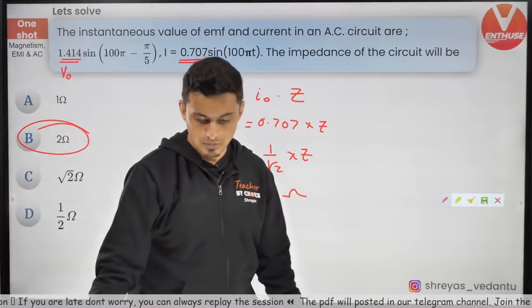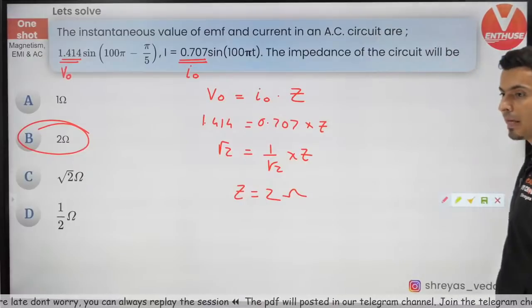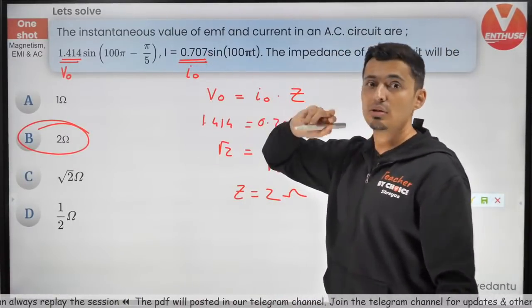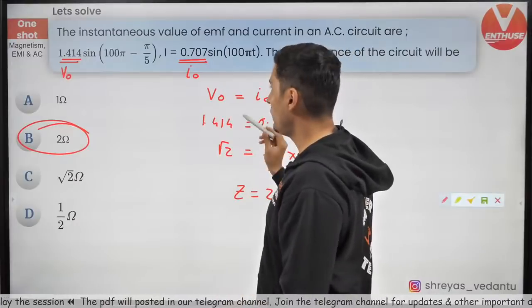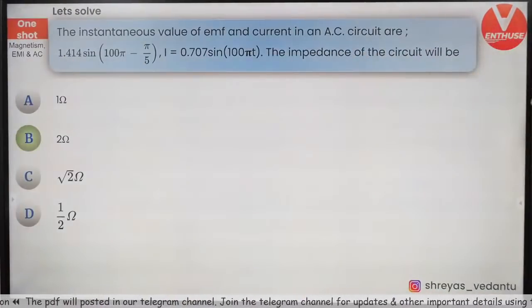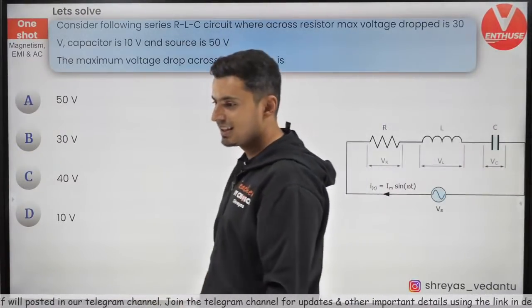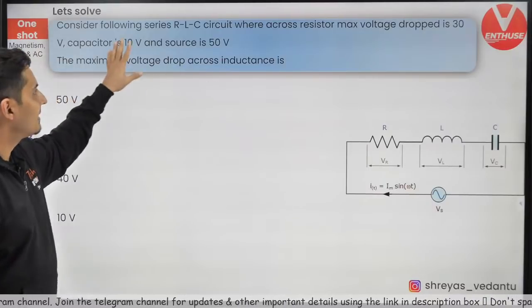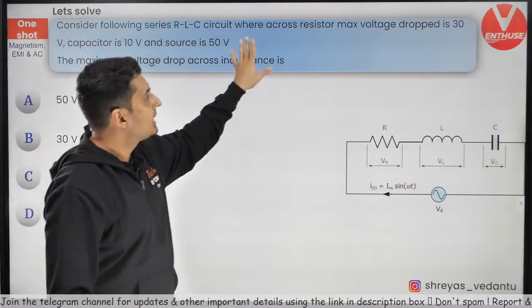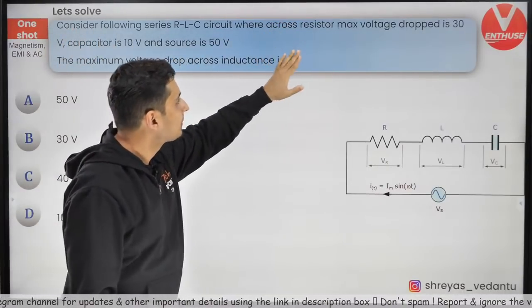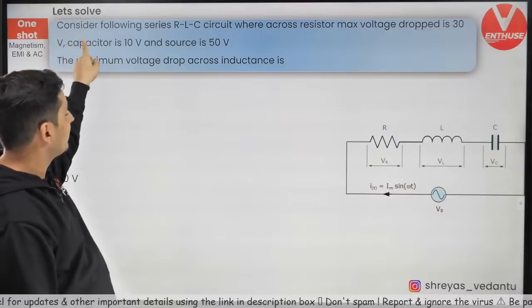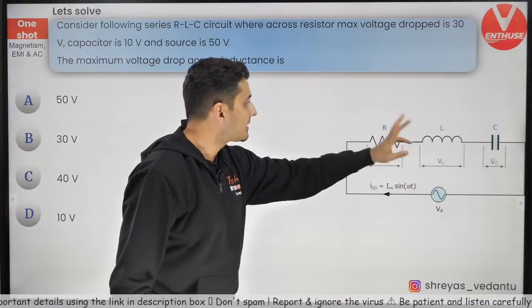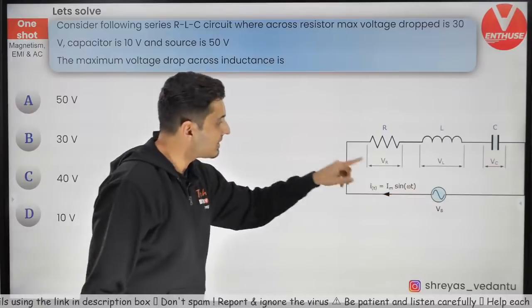Done. Got it, everyone? That's how you have to solve problems, and that's why I told you these values are also very important. Perfecto. The answer is B. Moving on to the next question. Here we have it. Consider the following LCR circuit and the maximum voltage dropped across the resistor is 30, across the capacitor is 10, across the source is 50.